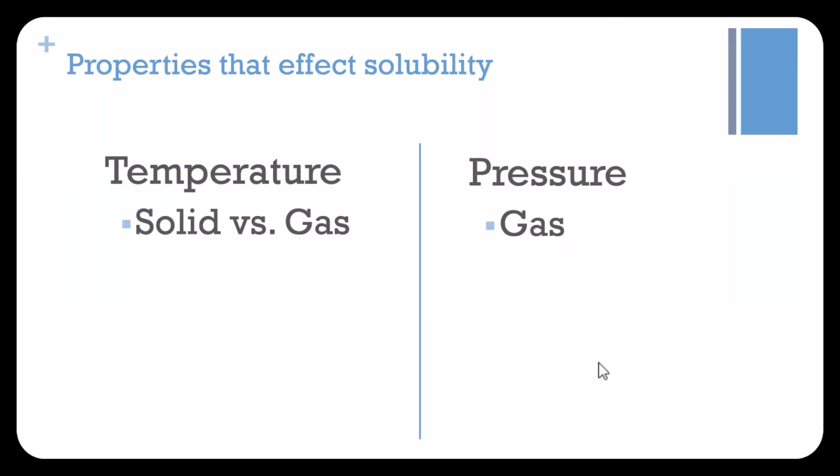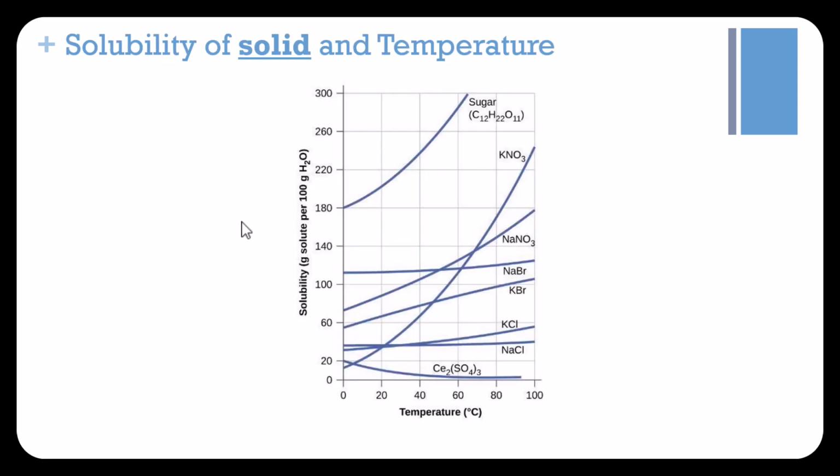We're going to look at two different properties. The first property we're going to look at is temperature. What happens if we increase or decrease? And we're going to look at how temperature affects a solid that's dissolved in solution. We're also going to look at how temperature affects a gas that's dissolved in solution. And then we're going to look at pressure. So how does pressure affect solubility? But for that one, we're just going to look at gases.